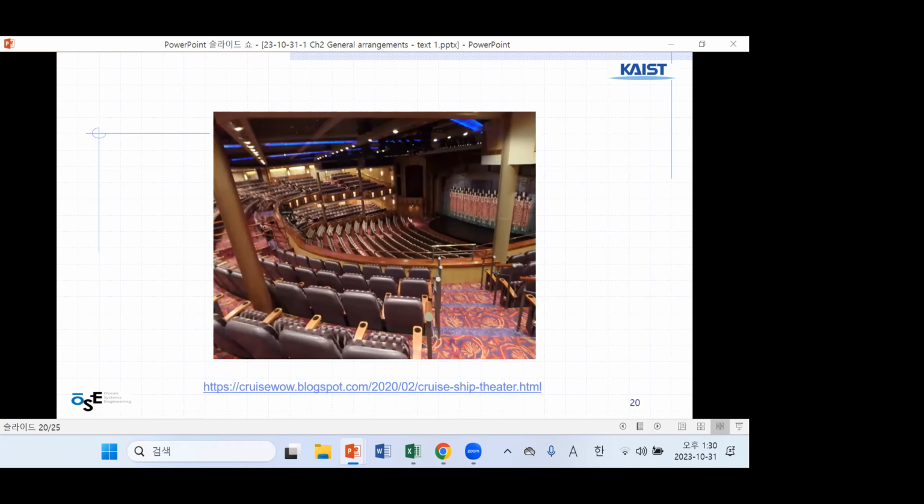This is a cruise ship theater. You can see there are some pillars in between, but in the middle there are none. So for the structural design, you may have difficulty, because this is an open big space, structurally unstable.